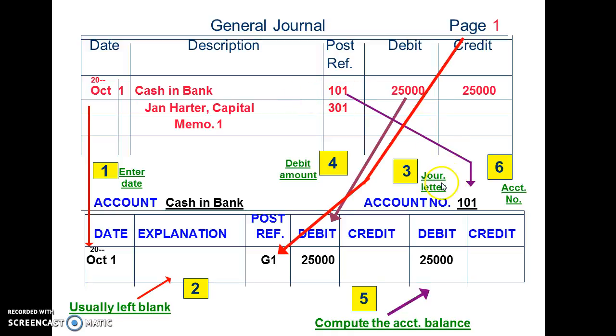Please, I can't stress it anymore. Put the account number in the post-reference column of the General Journal. Put the account number in last. So we go left to right. October 1st, page 1 of the General Journal. So it's G1. We had a debit of $25,000. Our new balance for cash is $25,000. Boom, the balance has been figured out. Put in the account number, in this case 101.